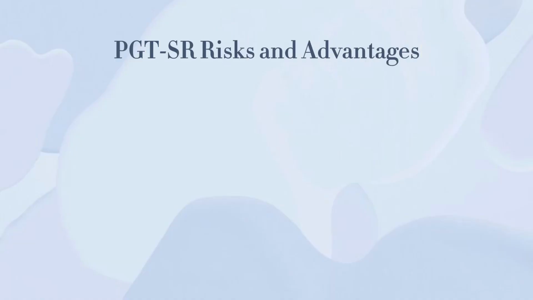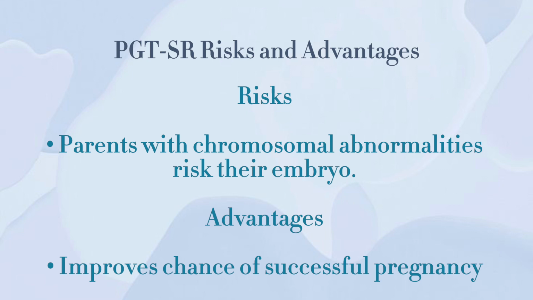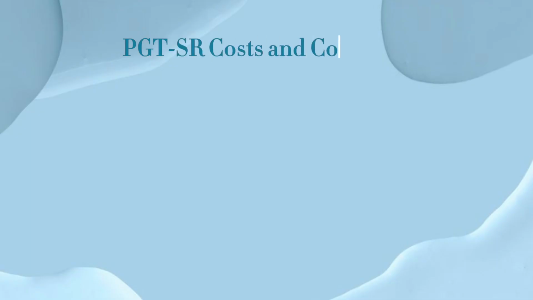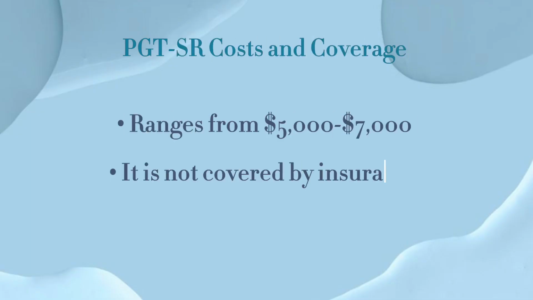Some risks could include parents who have chromosomal abnormalities. PGT-SR is appropriate for those parents who have these abnormalities, but they are then at risk for creating embryos with the incorrect chromosome number or structure. Some advantages could include improving the chance of a successful pregnancy following IVF and decreased risk of severe conditions in the baby. The cost of PGT-SR can range from $5,000 to $7,000 or more per cycle, including the specialized testing techniques required to identify specific structural abnormalities. As for all PGT testing methods, PGT-SR is not typically covered by insurance.